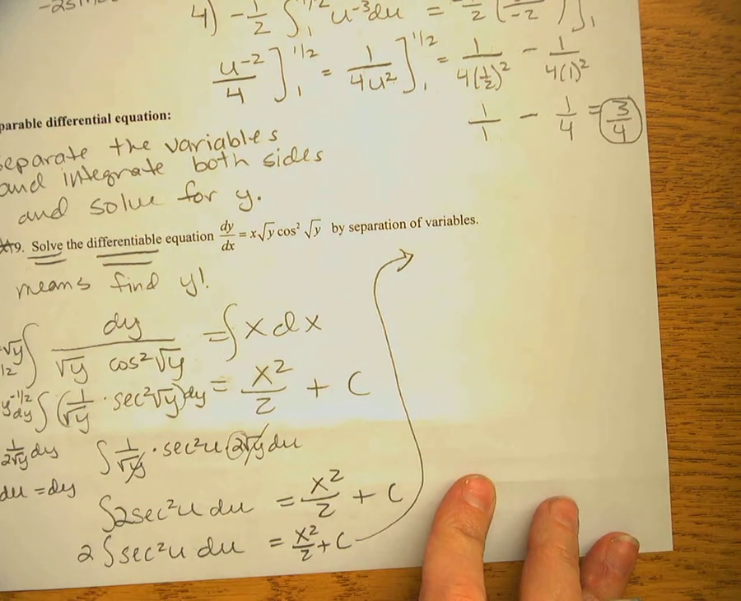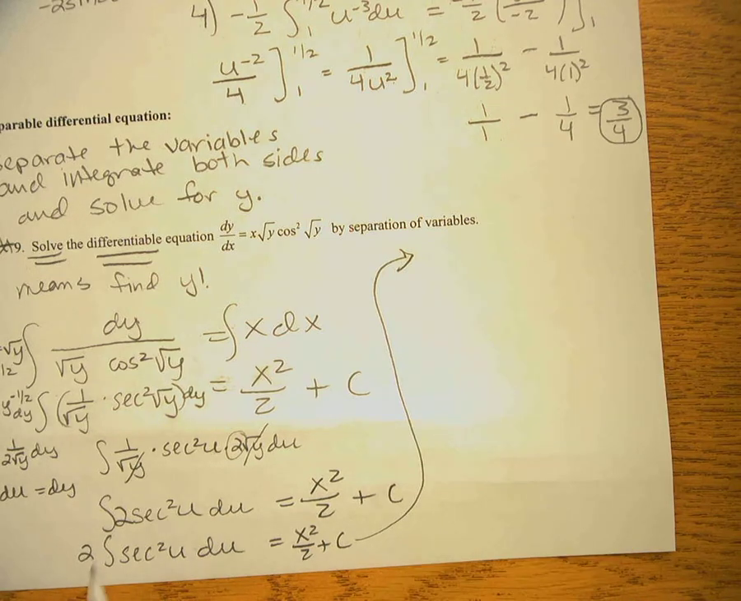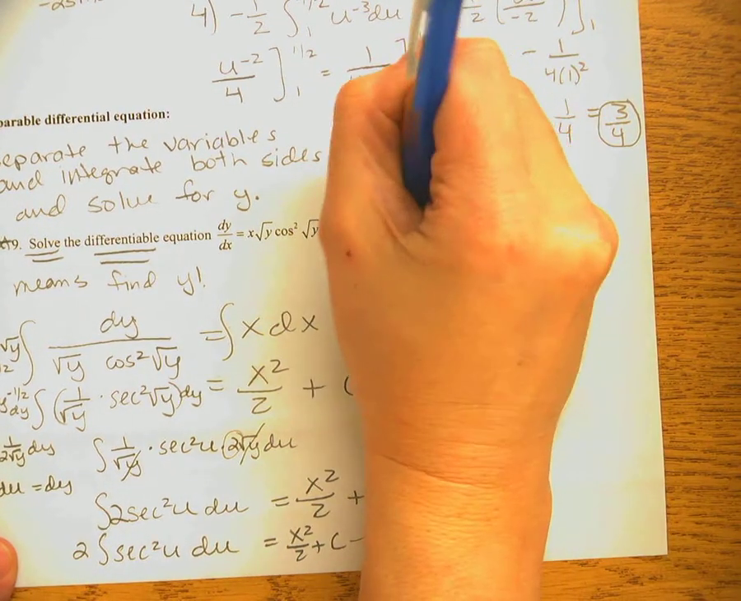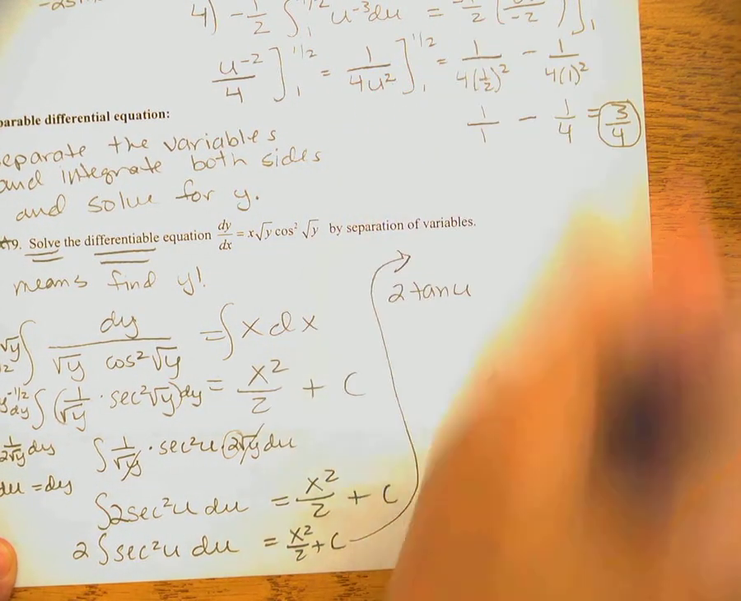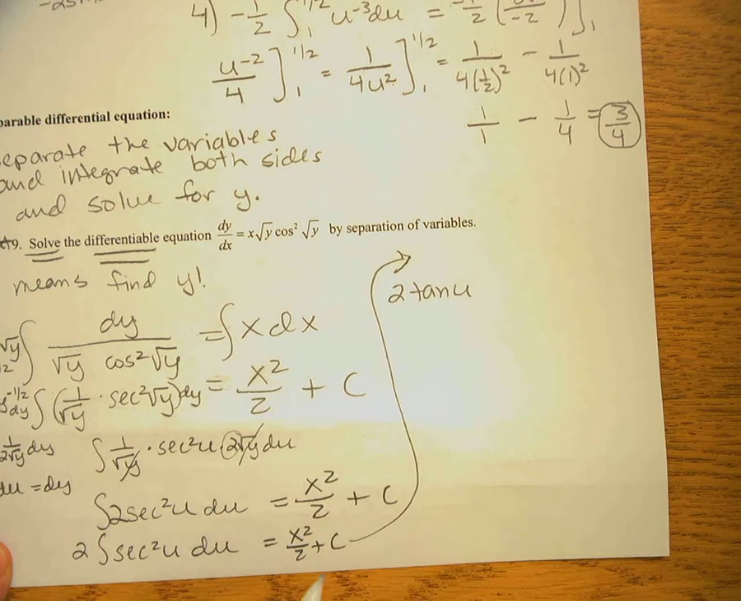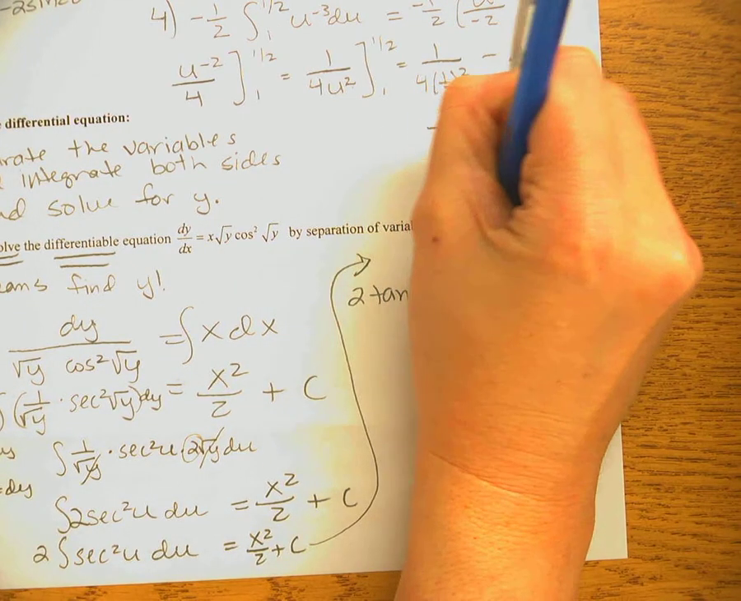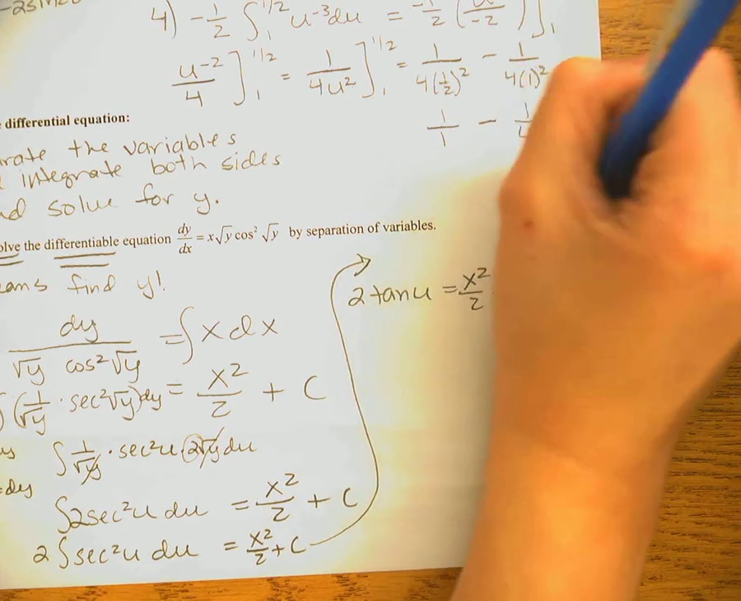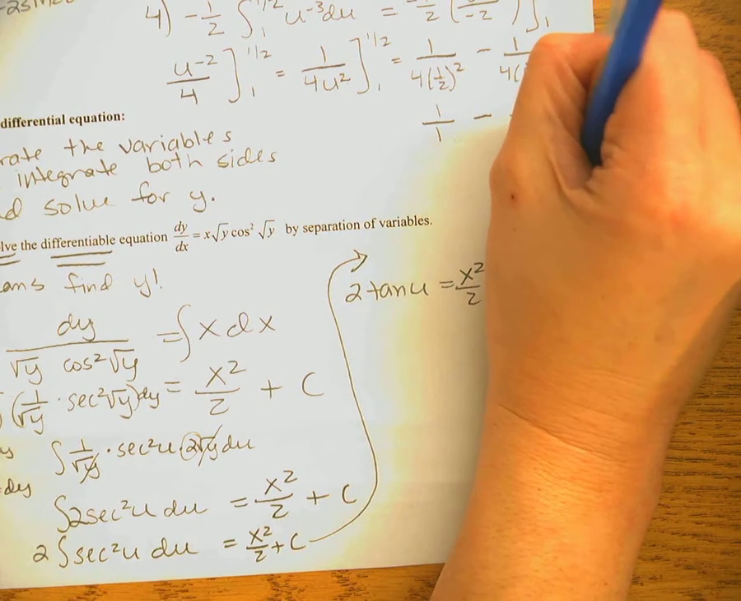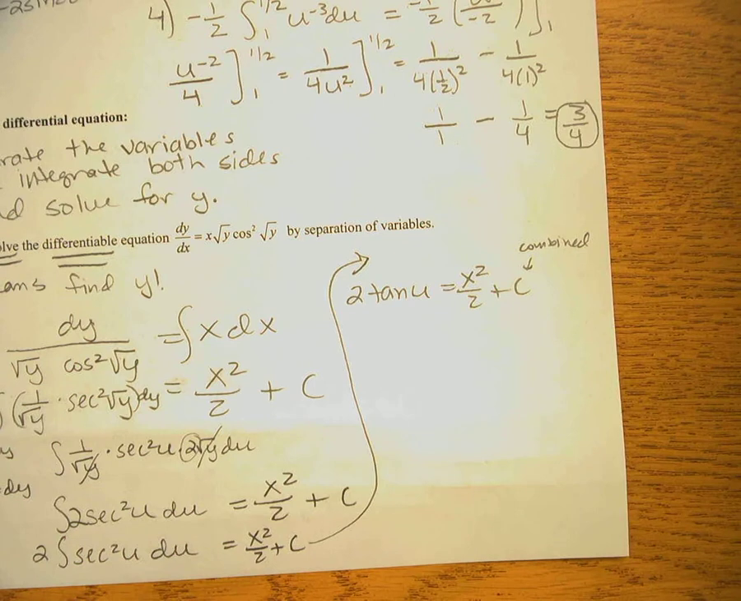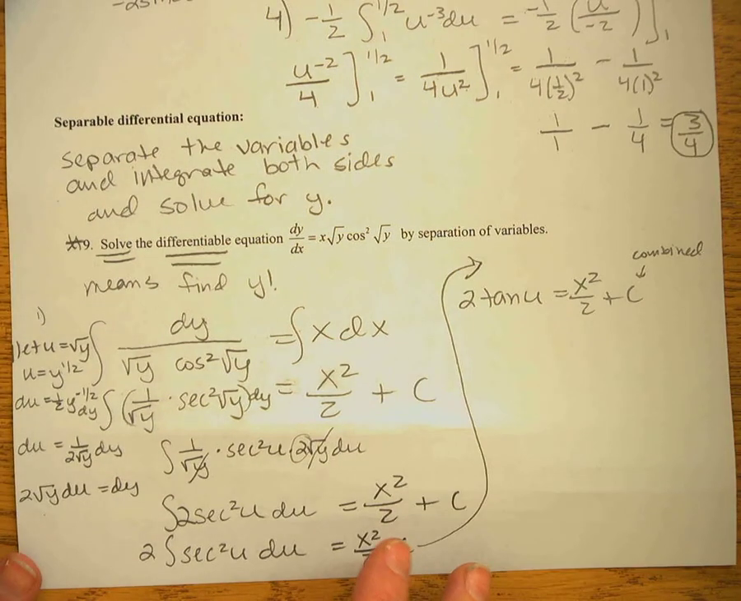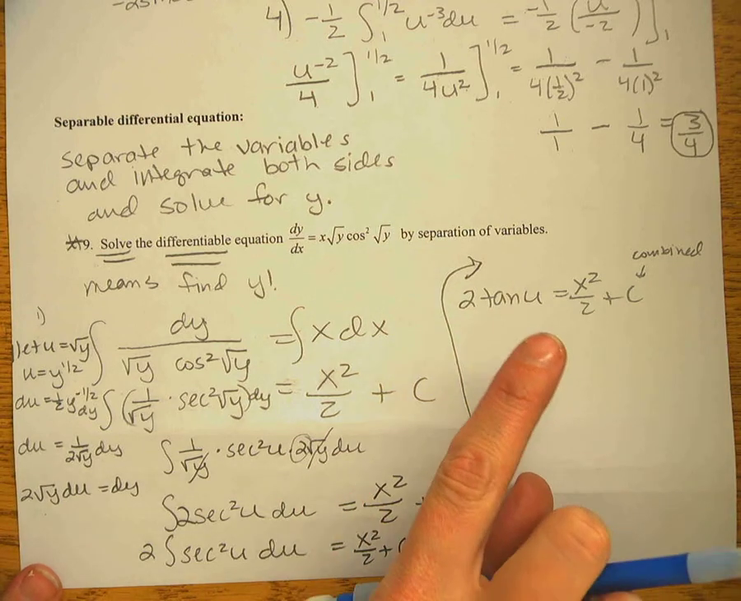So the antiderivative of secant squared is tangent. So this basically becomes 2 tan u, of course, plus a constant. But we're going to let this one here be combined constant. So that's a combined constant there. Okay. Then in this case, I need to substitute back because I need to solve for y. So I need y to go back in there.